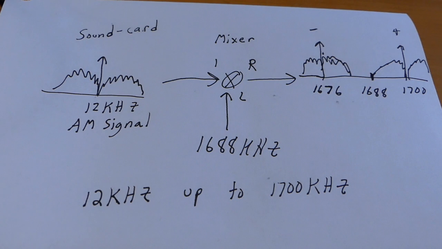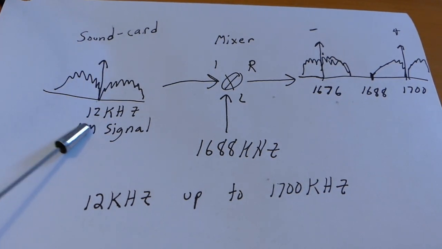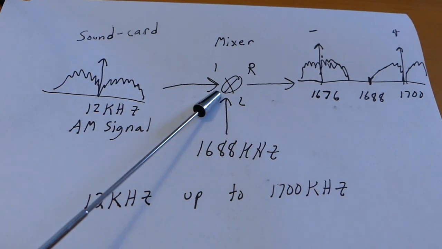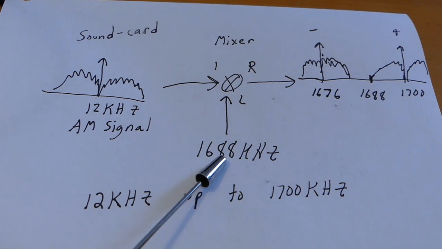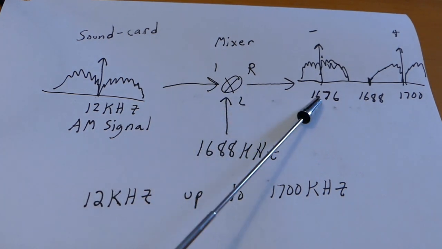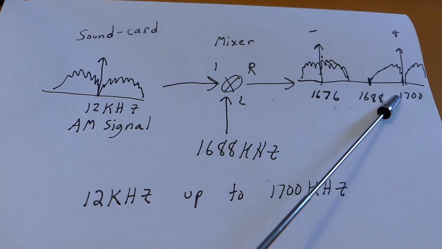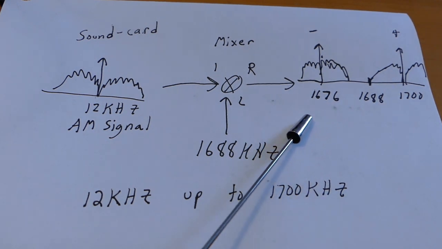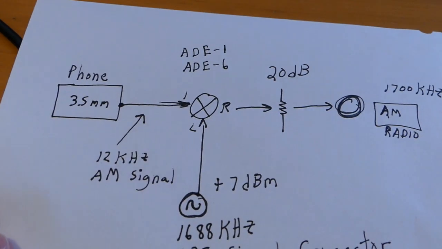Alright, just to show you what we're talking about here, out of the sound card is a 12 kHz AM signal. It's going into a mixer. We're mixing it with a 1688 kHz oscillator, which is putting an AM signal up at 1700 kHz, as well as 1676 kilohertz. So that's all pretty cool.